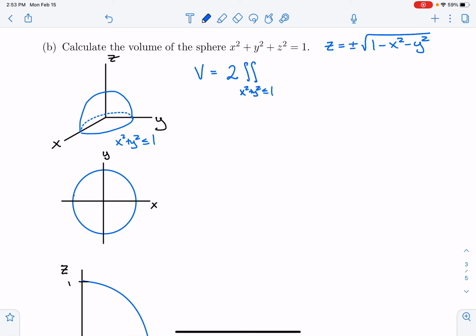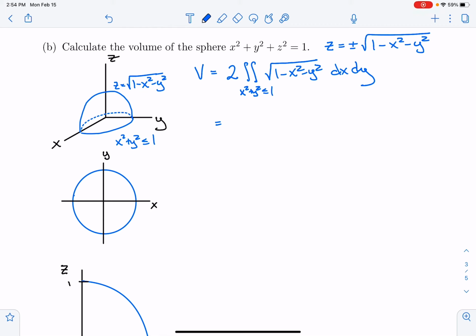Okay, and then I want to integrate the square root of 1 minus x squared minus y squared. Okay, so I'm going to integrate under z equals the square root of 1 minus x squared minus y squared. That's going to give me the volume if I integrate that dx dy. Now I want to show you what you have to do in order to change this to polar coordinates.